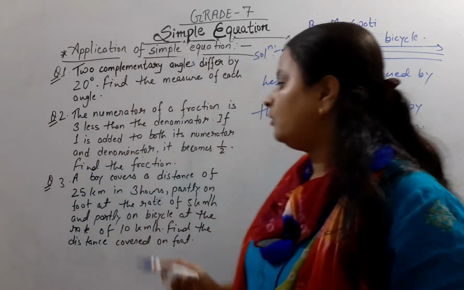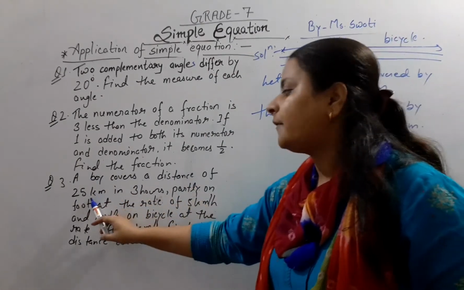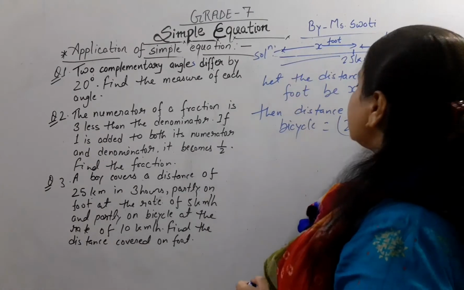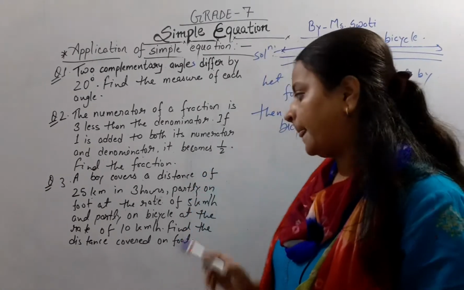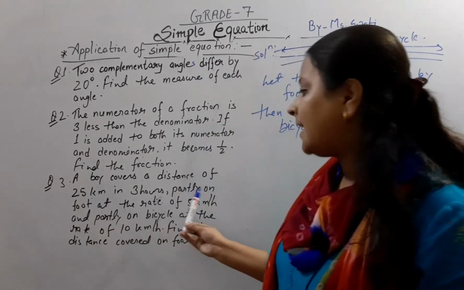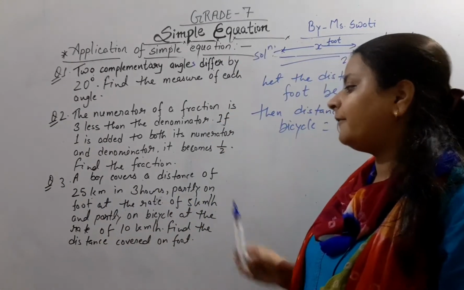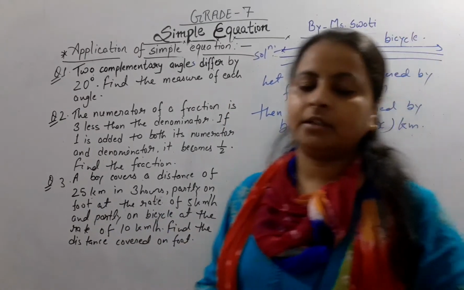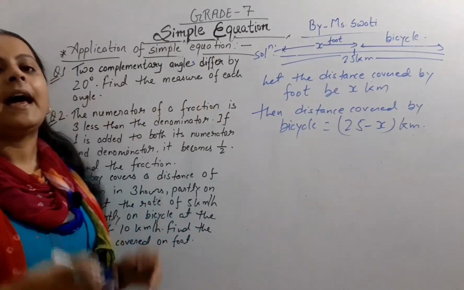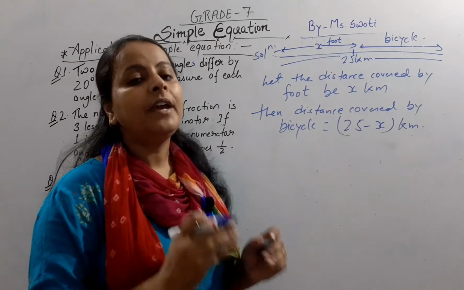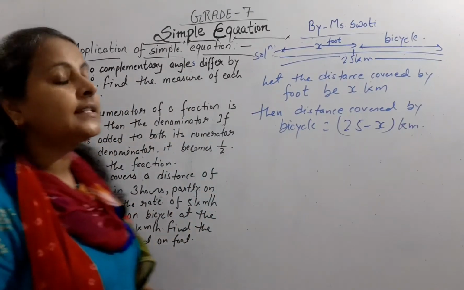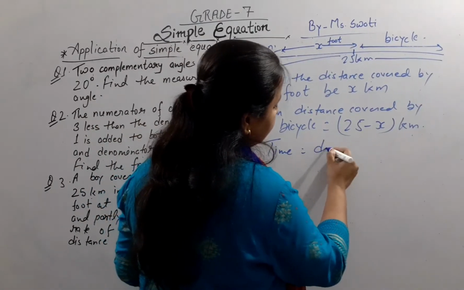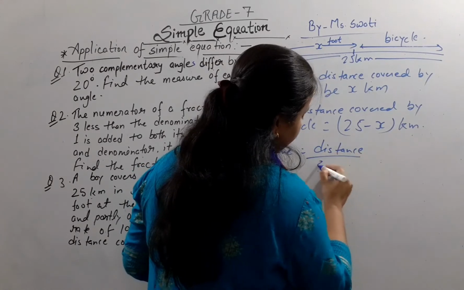Okay. Now a boy covers a distance of 25 km in 3 hours. Total time taken to complete this distance is 3 hours. Now partially on foot at the rate of 5 km and partially on bicycle at the rate of 10 km. Speed by foot is given and speed by bicycle is given. We have to find out the distance covered on foot. Student, we know that time is equal to distance by speed.